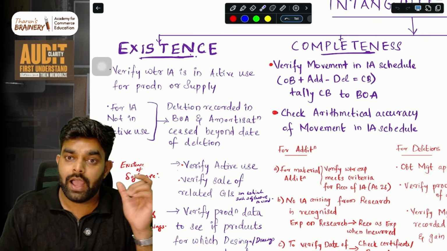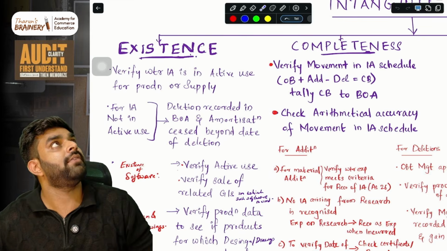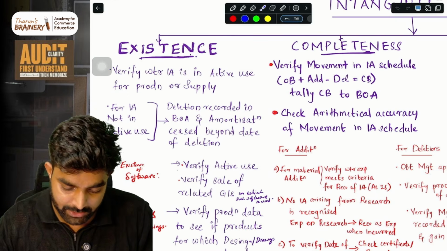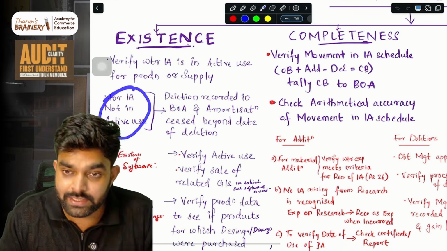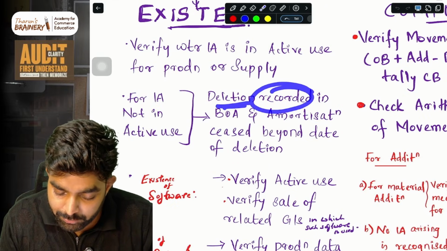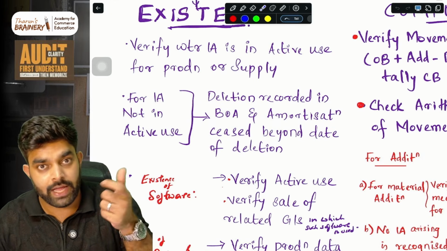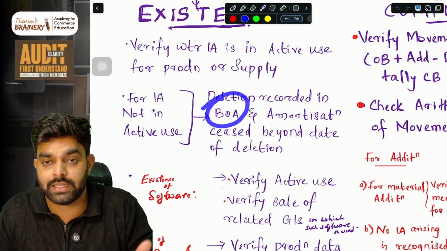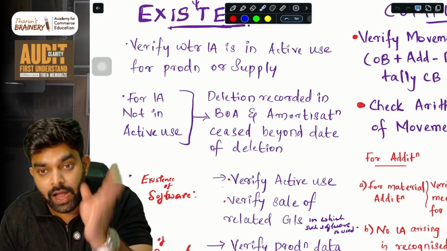So those designs, whichever they are having, make sure they are actually using that design for their production. Is it in active use? Then for an intangible asset not in active use, if you are not using it, the deletion should be recorded in the books of accounts and amortization should cease beyond the date of deletion. You have to check. If they are actually not using it, make sure the deletion is there in the books of account, deleting that asset, and its amortization has stopped after the date of deletion.